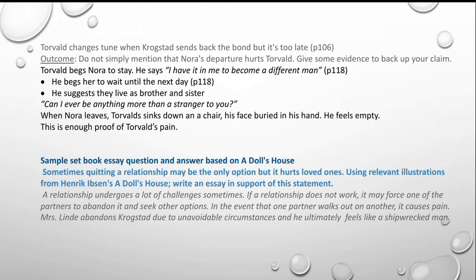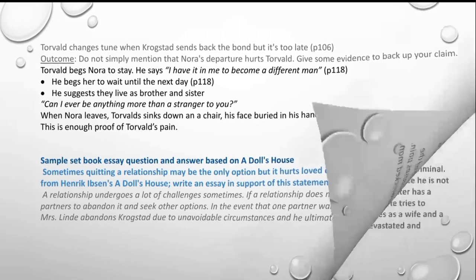Okay, right there is our sample model response. Good learners, you may find it useful. How about paying attention to a couple of lines? A relationship undergoes a lot of challenges sometimes. If a relationship does not work, it may force one of the partners to abandon it and seek other options. In the event that one partner walks out on another, it causes pain. Mrs. Linde abandons Krogstad due to unavoidable circumstances and he ultimately feels like a shipwrecked man.